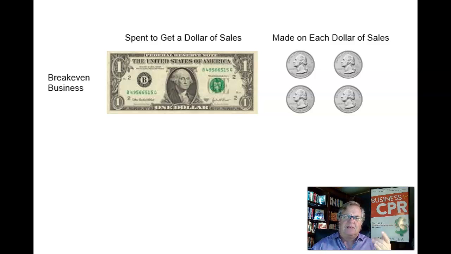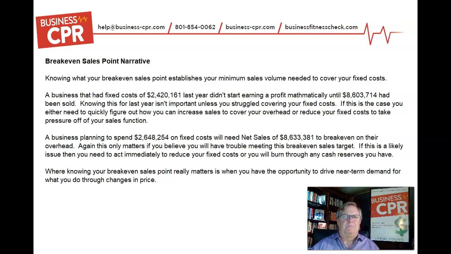So with that, let's look at this math example. Here you got a business that had $2.4 million in fixed costs. That meant that until they hit $8.6 million in sales, in other words, they needed $8.6 million in sales to cover the $2.4 million, that's when they started earning profits. The reality is they were earning profits through the course of the year.